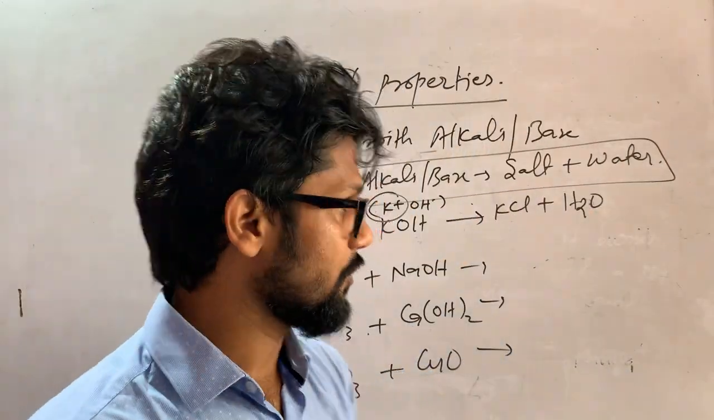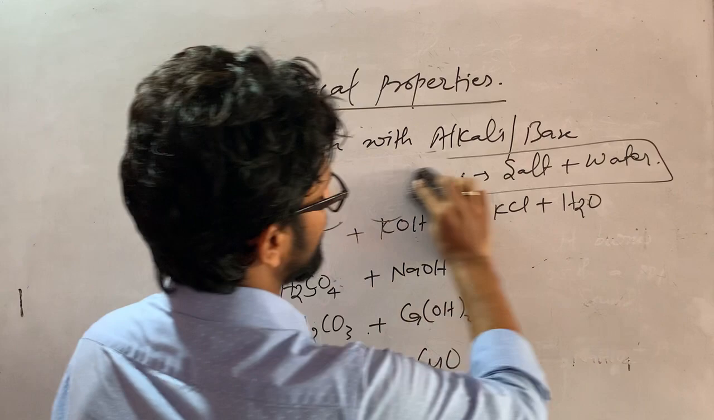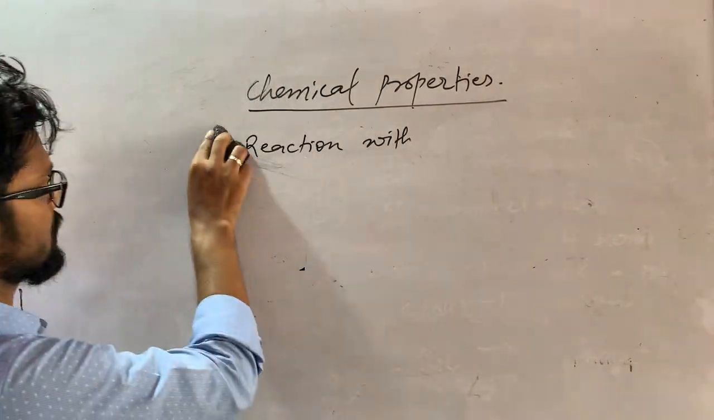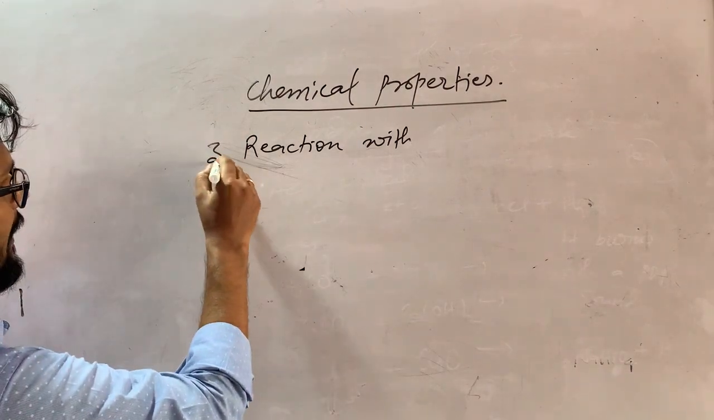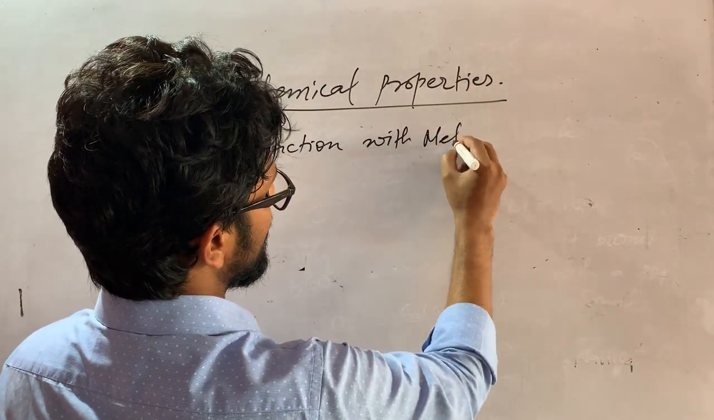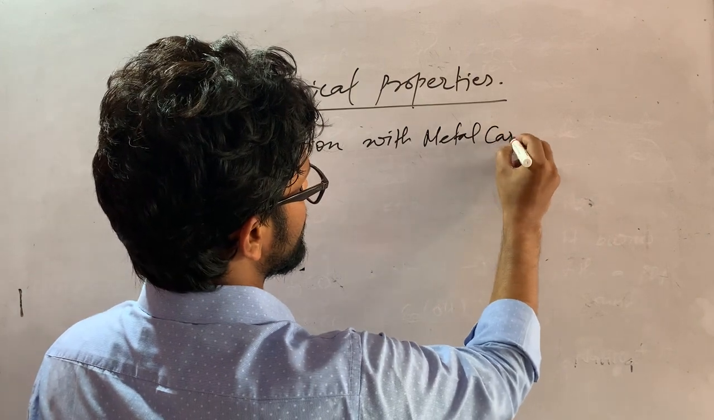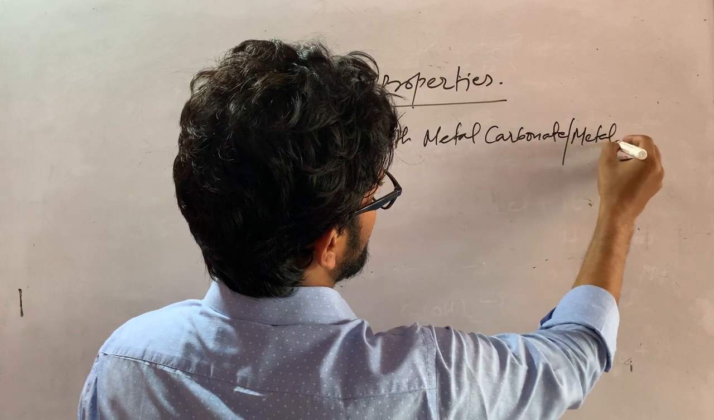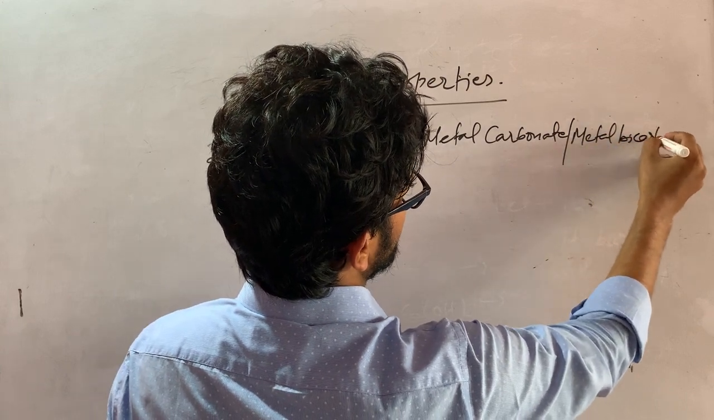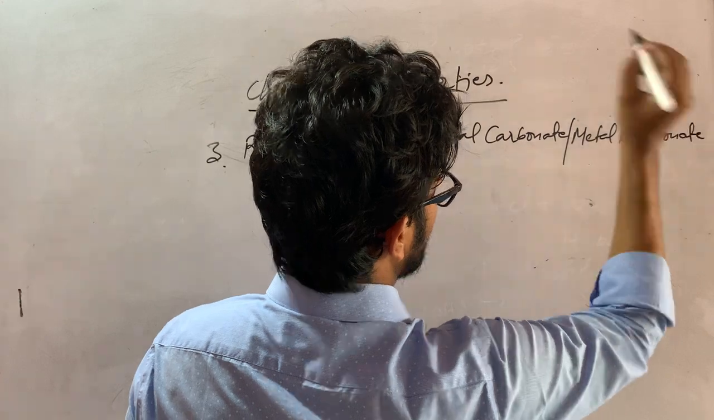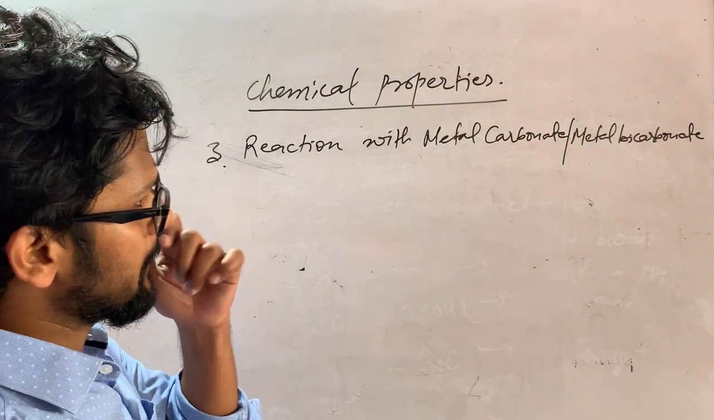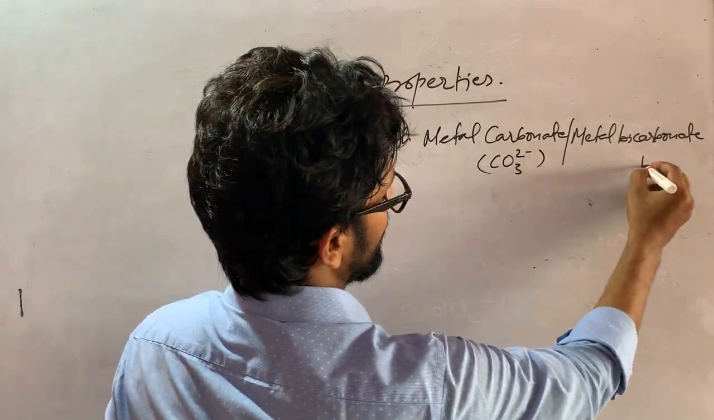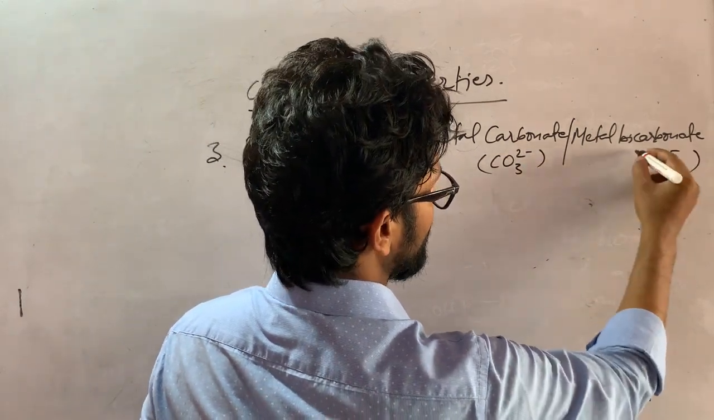Okay. Now we are going to move to the third reaction, and that is reaction with metal carbonates and metal bicarbonates. It's a very common reaction. Carbonate formula is CO3 2 minus and bicarbonate formula is HCO3 minus.